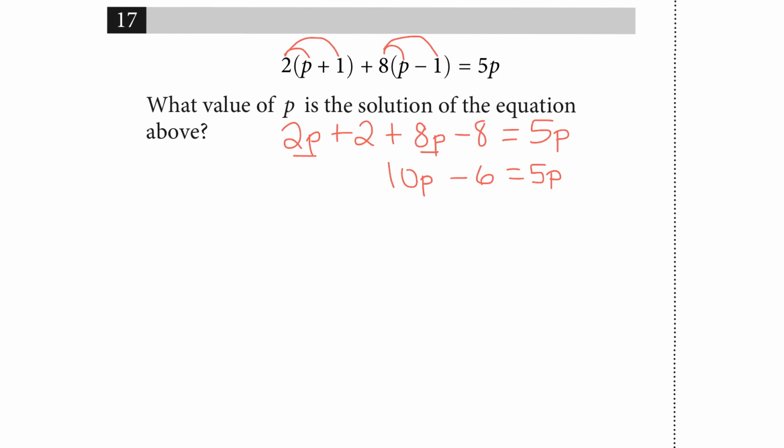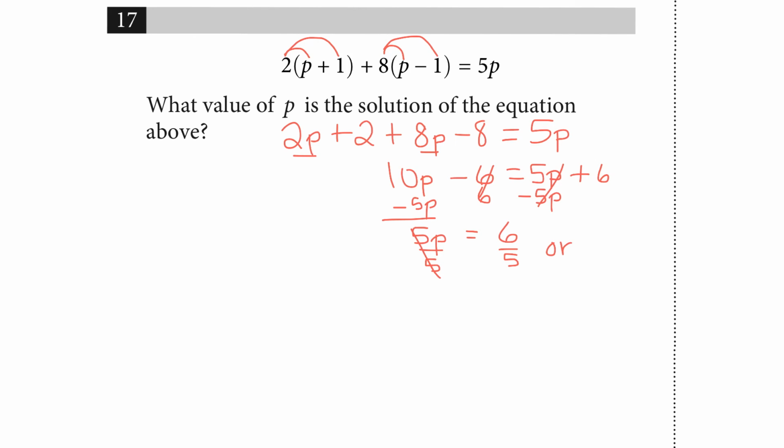And what we could do is add 6 to both sides. That'll get rid of the 6 there. And then get all your p's on one side. So if we subtract 5p on the right and 5p on the left, we now have that 5p is equal to what? 6. So then in this problem, your answer could be 6 over 5.